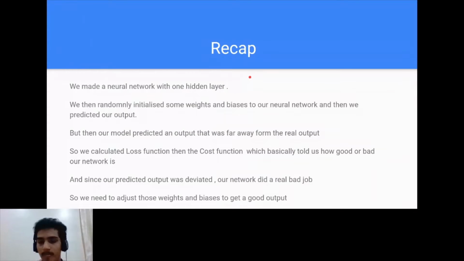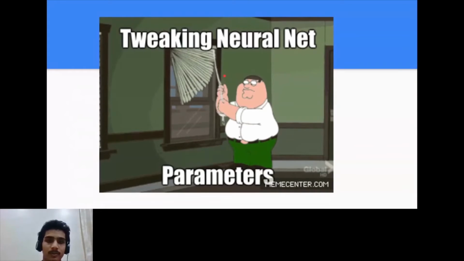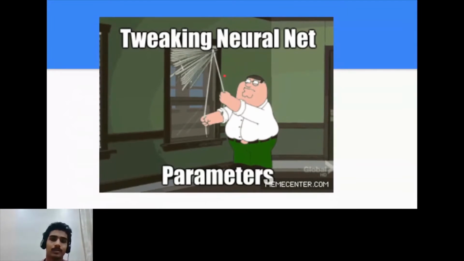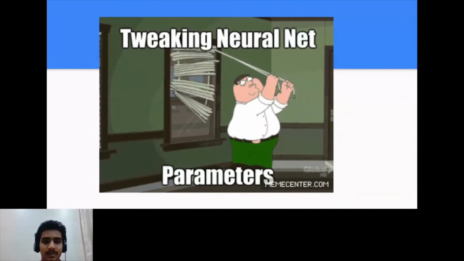Right value. So how do we do this? How do we find the weights? How do we find the right weights for our neural network? So for this, any guesses how we change this?